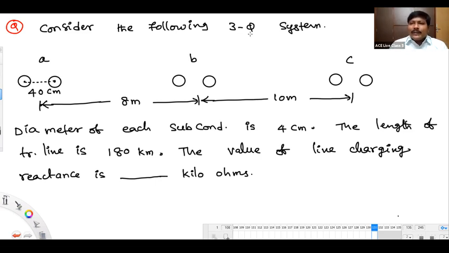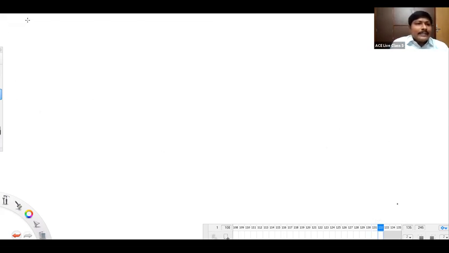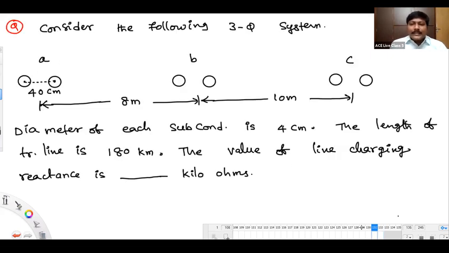Try to do this problem quickly. See what is asked as the final requirement. Concentrate on that first; later on, we will look into each and every point. The value of line charging reactance is asked. What is the line charging reactance? That is nothing but the shunt capacitive reactance, XC, per phase. Of course, if it is a three-phase system, we should give the value in terms of per phase only.